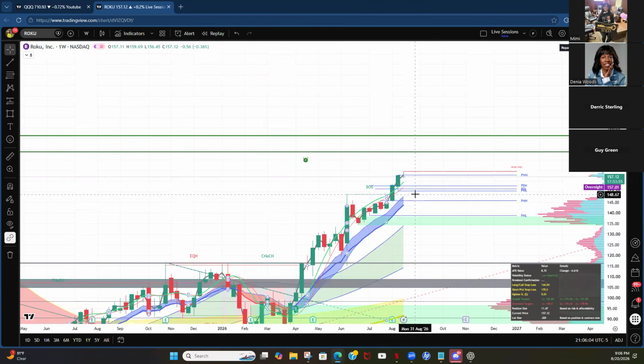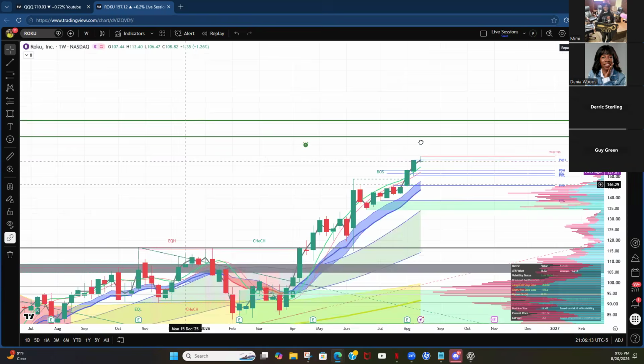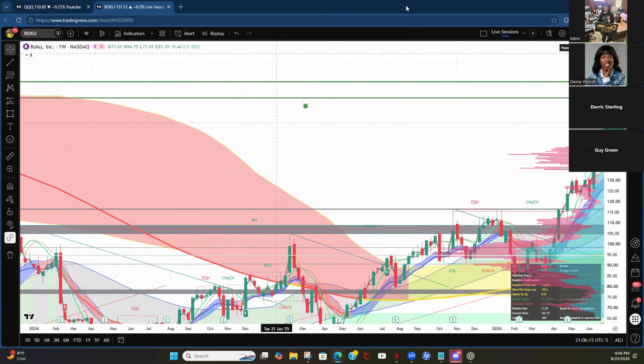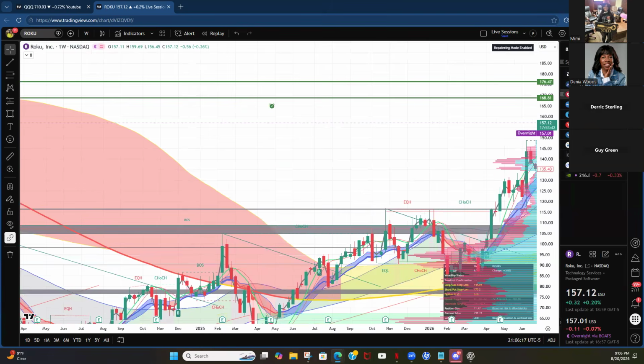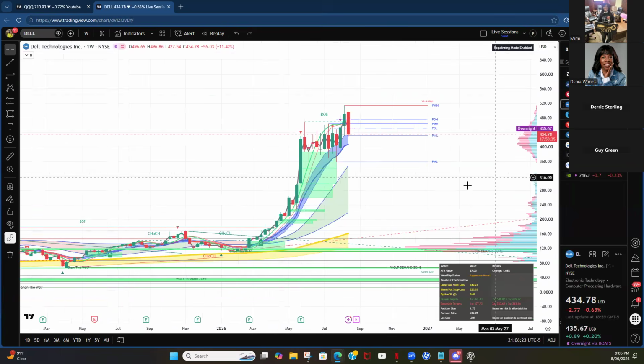So maybe we get a pullback to this breaker structure to retest it, and then you'll probably see them maybe test a 12 and then do another leg up. But it is one to watch. So as far as I need to go back, that's how far I go. It just depends on how long it took that stock to come back to wherever it's coming to.